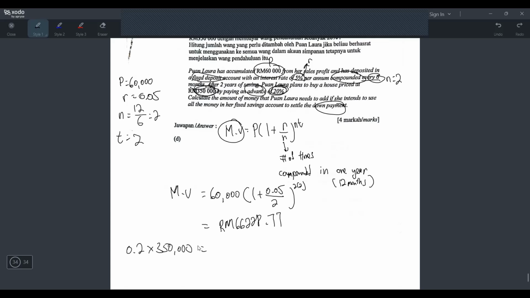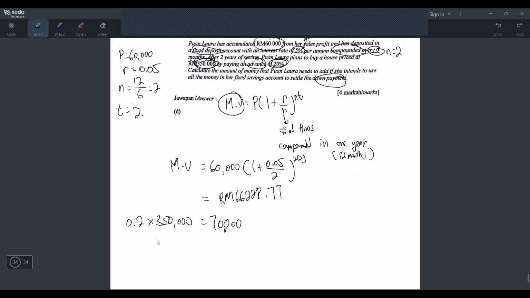So 0.2 times 350,000. Okay, 70,000. So this is the down payment, or the advance payment she has to pay. Okay, 70,000. But the amount she has now is 66,228.77. So calculate the amount of money that Puan Laura needs to add. So how much does she have to add? We take this one minus this one, right? So what do I have to write here? This one is the down payment.